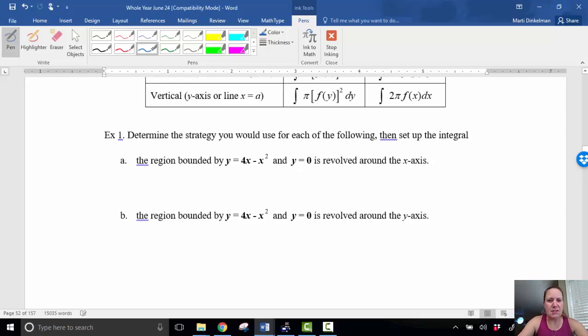They're the same function, and if I just factor out the x, then I'm going to have 4 minus x, just so I can get an idea of what this looks like. So it's going to cross the x-axis at 0 and at 4, and it's an upside down parabola. And we're just going around the x-axis for part A.